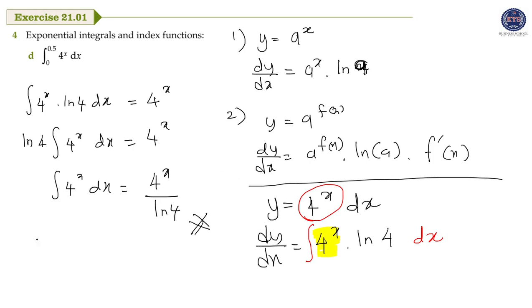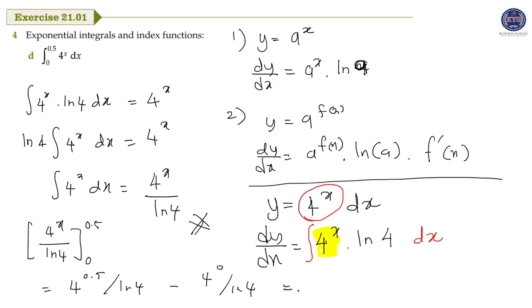But since we have the limit from 0 to 0.5, so therefore you have to substitute the lower limit and upper limit into the result of integration over here. So for 4^0.5 over ln 4 minus with 4 power of 0 over ln 4. So final answer would be, okay, over here you will have, press your calculator, you will have 0.7213.